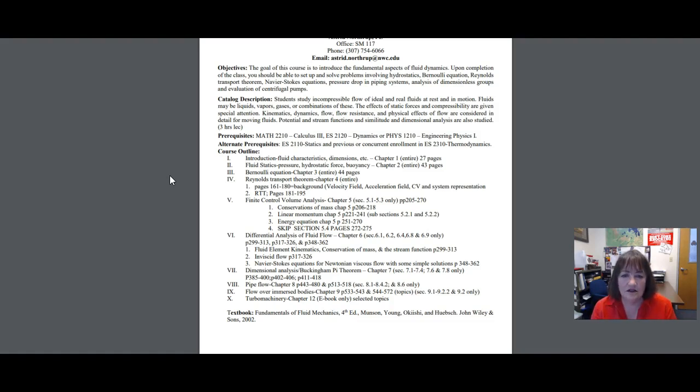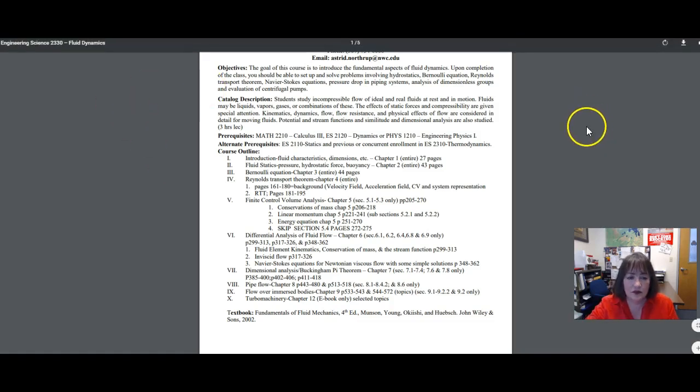The effects of static forces and compressibility are given special attention. We talk about kinematics, dynamics, flow resistance, and the physical effects of flow. Potential and stream functions and similitude and dimensional analysis are also studied. So it sounds like a lot. Everything builds on everything else, so we'll lay some foundations in the beginning of the course, and we'll go on to have more in-depth discussions as this course goes forward.